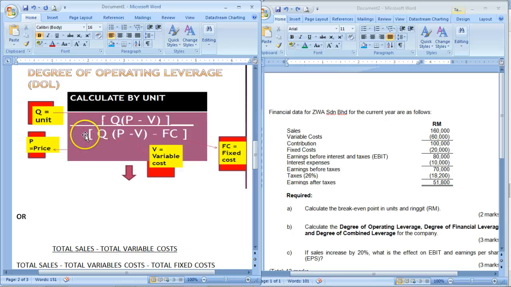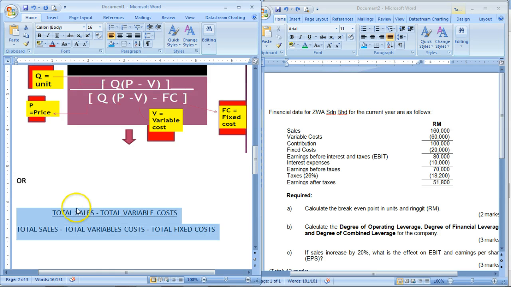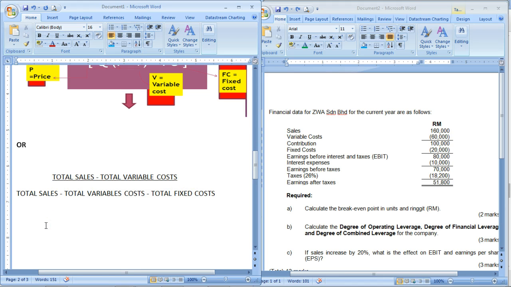Or if the question did not provide you any price per unit or quantity sold, you can use this formula as well: total sales minus variable cost, divided by total sales minus variable cost minus total fixed cost. Then you get your answer. I will explain later how to explain your answer. Remember, class, for every answer that you calculate, you need to explain the significant meaning of the answer.